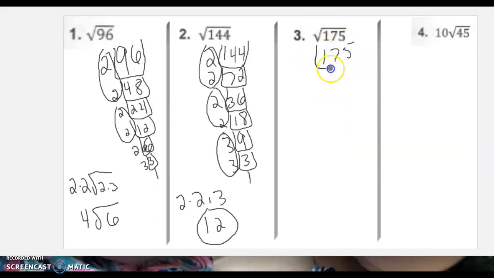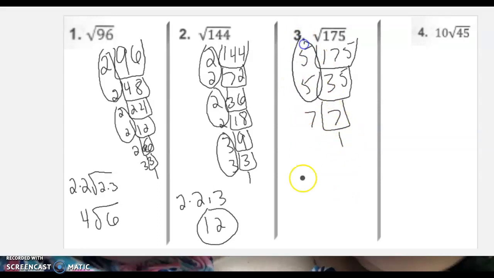All right, 175. The best number, or the easiest prime number I can see there is 5. 175 divided by 5 is 35, which again is divisible by 5. 35 divided by 5 is 7. 7 is prime, so you write it one time on the side and then top the birthday cake with a candle. You have a set of 5s that will come outside of the radical with 7 left over.